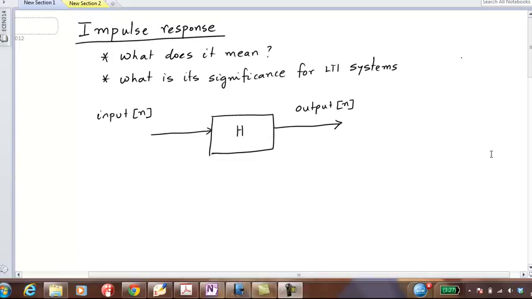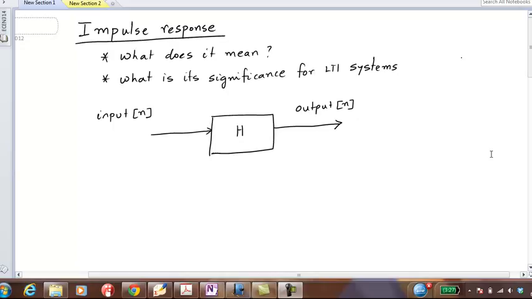Let's talk a little bit about the impulse response of a system, what it means, and why we care about the impulse response of a linear time invariant system. As the name suggests, the impulse response of a system is just the response of the system to an input which is the unit impulse.